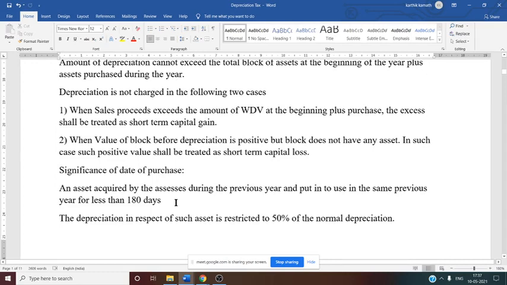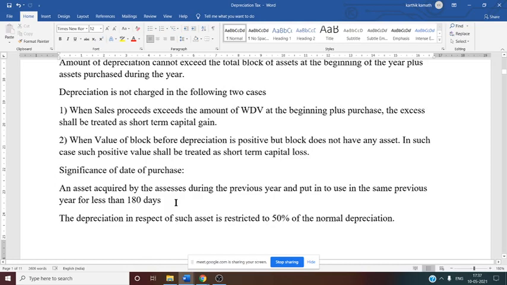So if asset is used for less than 6 months, then you have to charge half of the depreciation. Why? Because asset is used for half of the year only. That is why you have to charge half of depreciation. Next, if asset is used for more than 6 months, then you have to charge full depreciation. That is why date of purchase and date of asset putting into use is important.